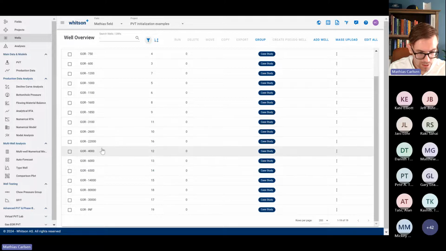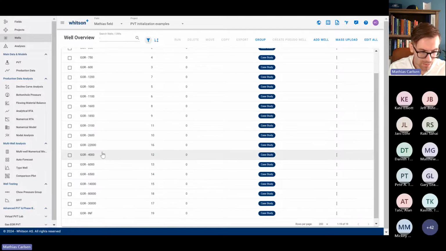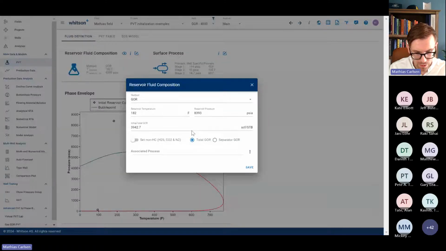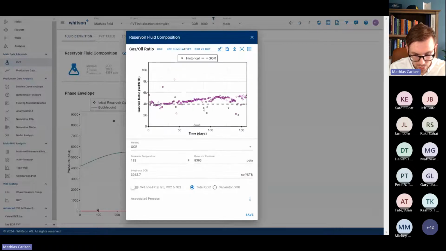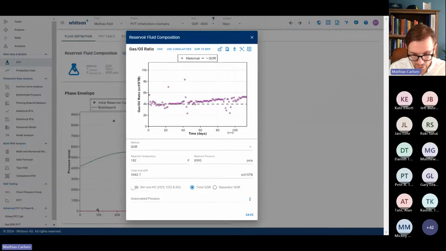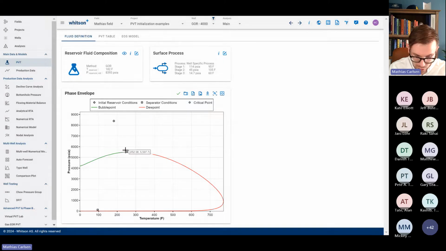So the second closest, okay, we can do the 4,000 scf per barrel well. This is actually a Wolfcamp well, and it's so close to 4,000. Here you see something that we'll talk about later, an almost linearly increasing GOR. But again, here I would pick a number, maybe using this cumulative GOR button to pick a number around 4,000. When you click save, you see how close we are to the critical point.